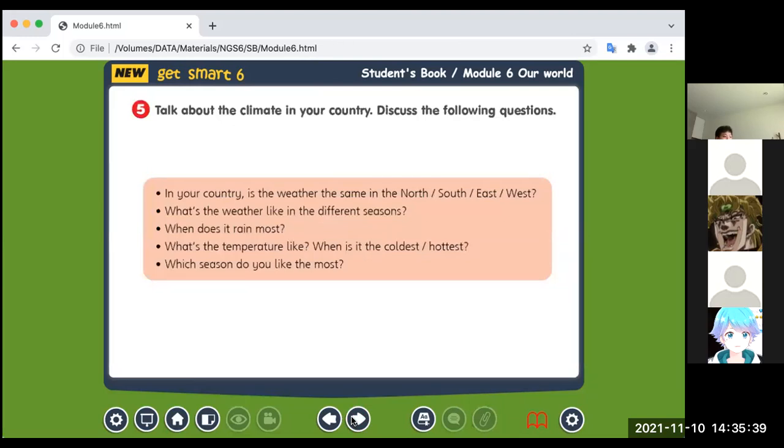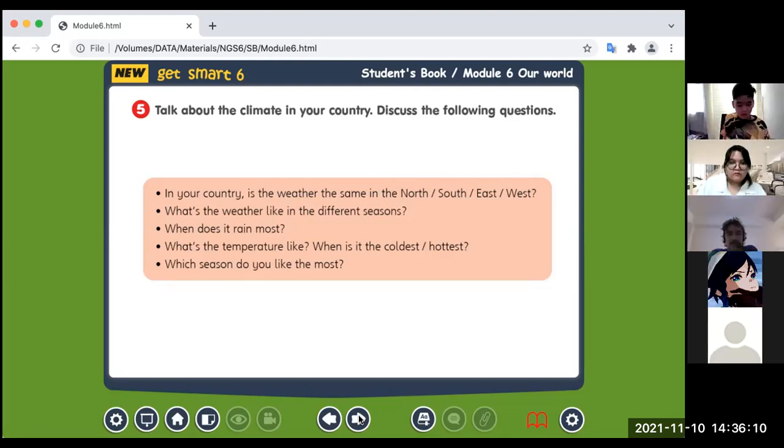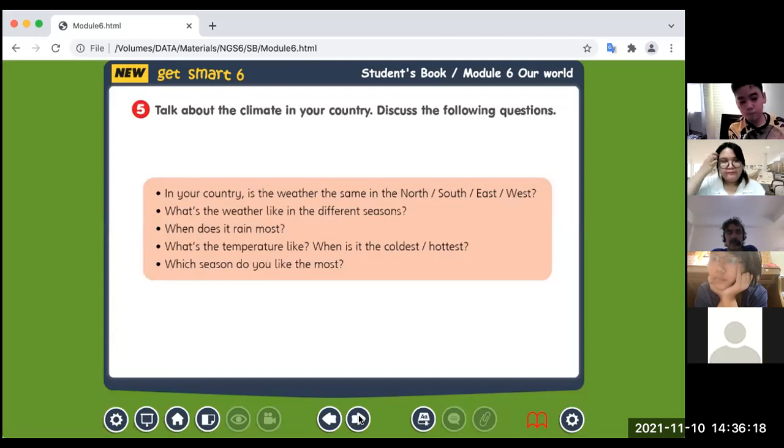Talk about the climate in your country. Discuss the following questions. In your country, is the weather the same in the north, south, east, west? What's the weather like in the different seasons? When does it rain most? What's the temperature like? When is it coldest, hottest? Which season do you like the most? Okay, so you can speak about your country.